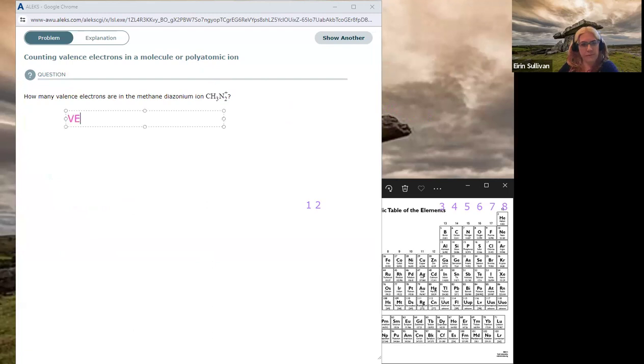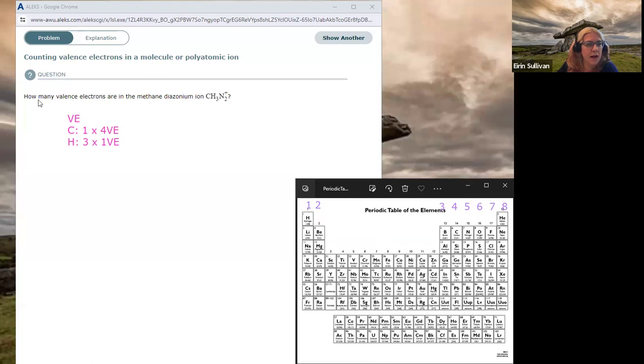So we have got one carbon, and carbon has got 4 valence electrons, because it is sitting there in group 14. It's got a 2s2, 2p2 configuration. We've got 3 hydrogens, so it's 3 times 1 valence electron. Let me just pull up this periodic table so you can see it. And then we've got 2 nitrogens, and each nitrogen's got 5 valence electrons, sitting there in group 15 with a 2s2, 2p3 configuration. And then our charge is +1, so it's lost 1 electron. So we're going to have to subtract 1 valence electron from our overall total.